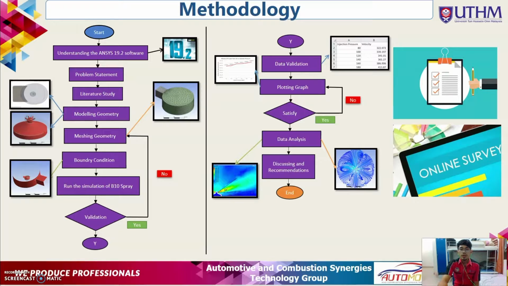Next is data validation, then plotting graph. If we are satisfied with the graph, go to the next process. If not, we go back to plotting the graph. Then data analysis, and the last one is discussion and recommendation.